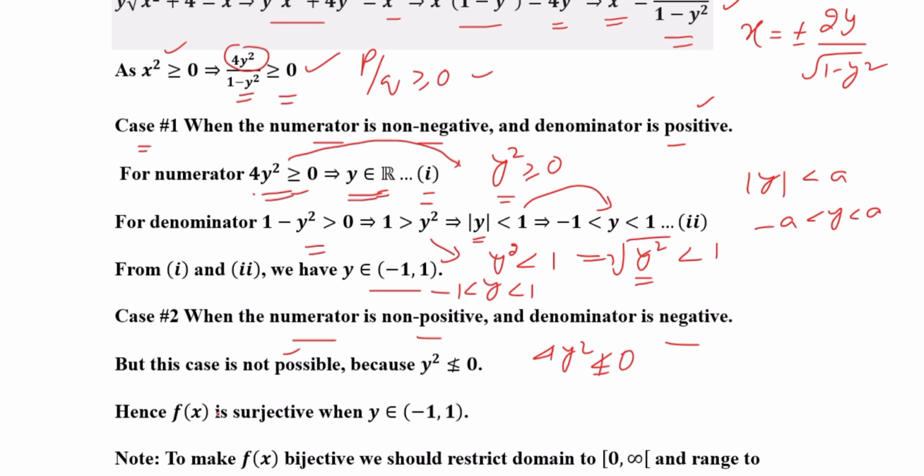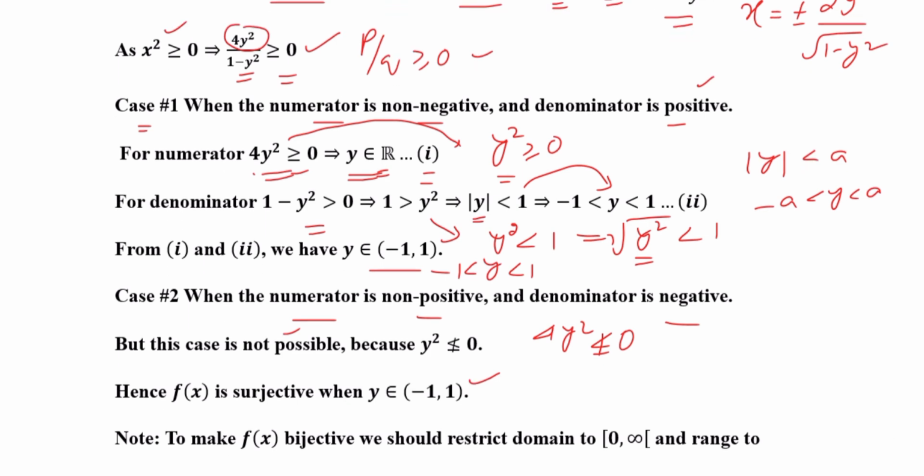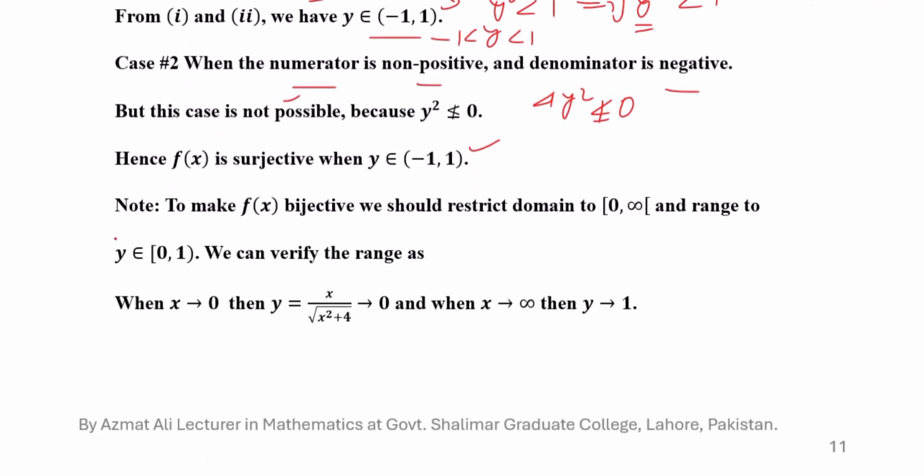So hence f of x is surjective when y belongs to the open interval -1 to +1. Finally, if you want to correct this question, for the function f of x to be bijective, we should restrict our domain to 0 to infinity and range to 0 to 1. Why are we not taking here the range -1 less than y less than +1?